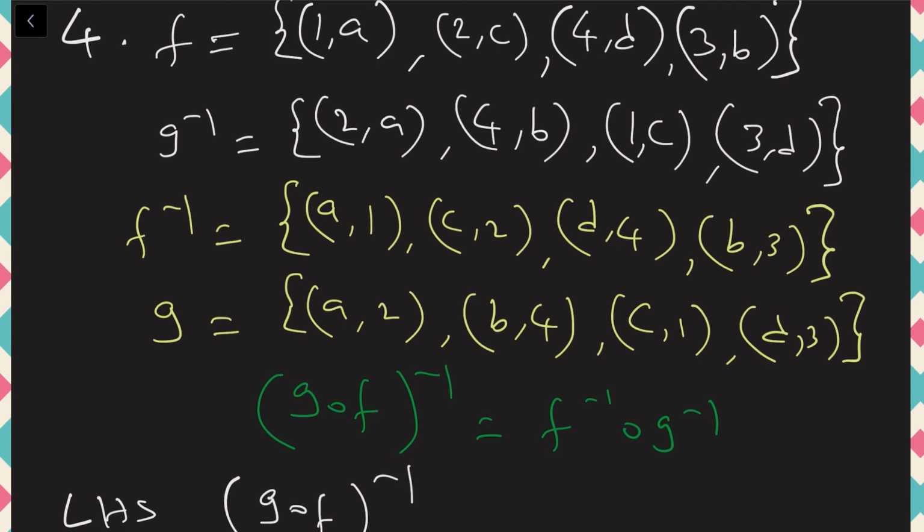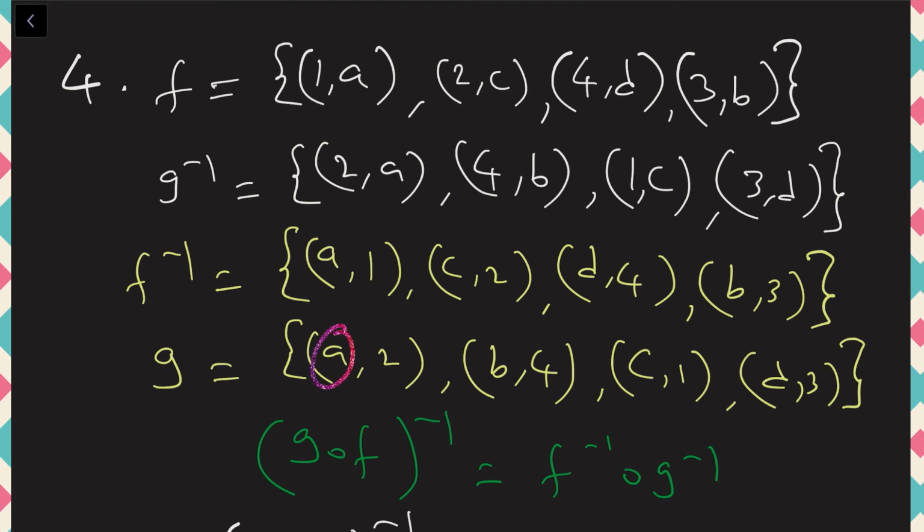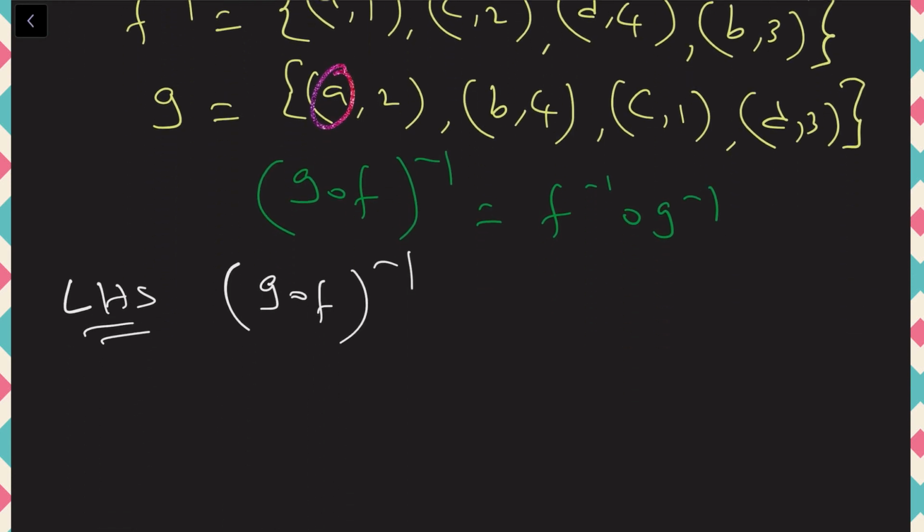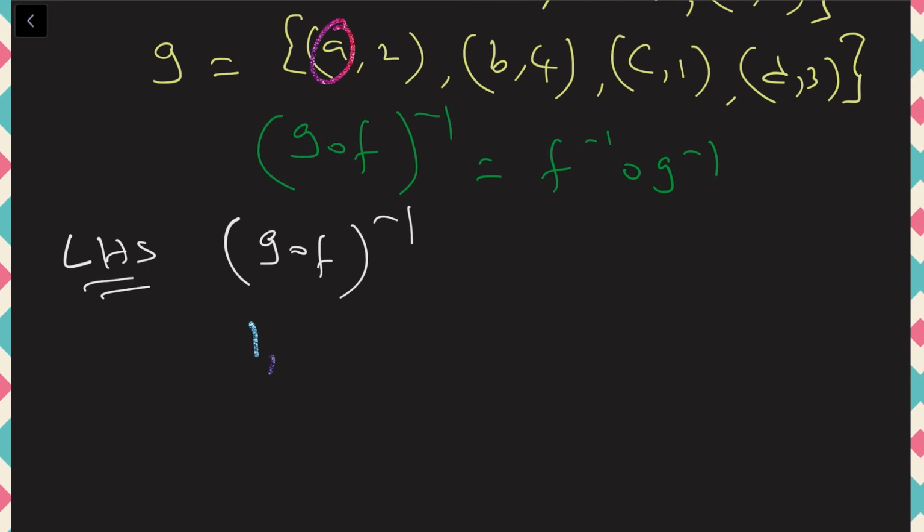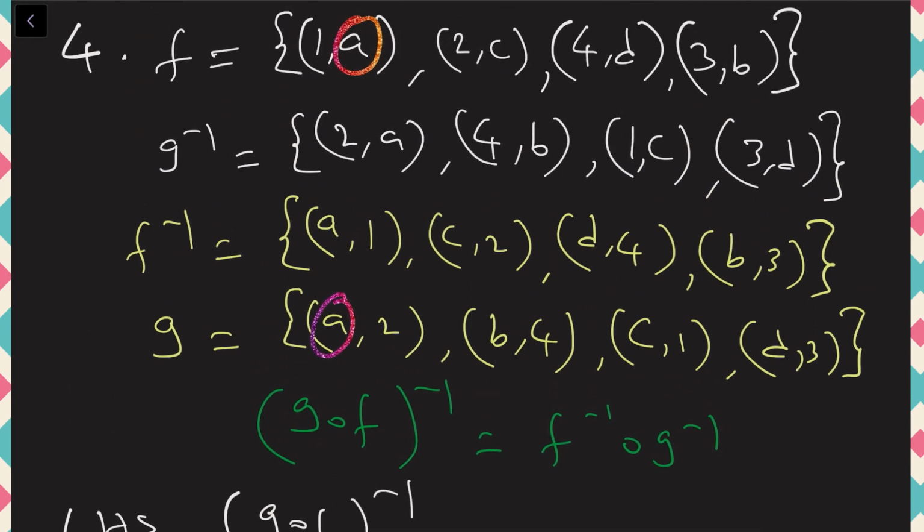In g and f, if we observe clearly, here a is there, here a is there. So if we remove that a, it will become 1 comma 2. Here c is there, here also c is there. So if we remove that c, we will get 2 comma 1.